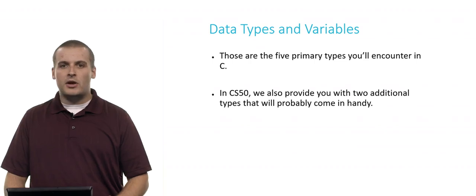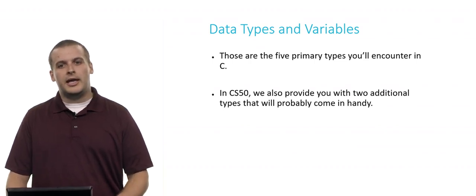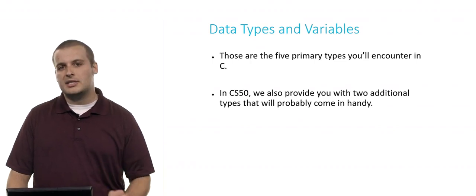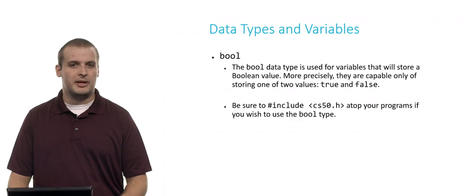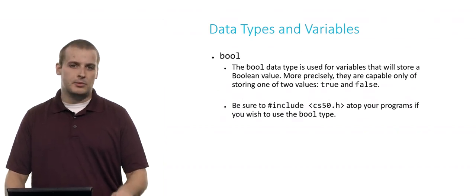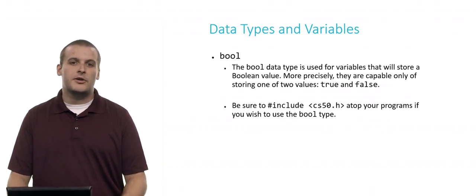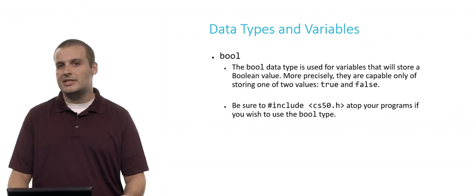But in CS50, we also have a library, CS50.h, which you can include and which will provide you with 2 additional types that you'll probably be able to use on your assignments or just working generally programming. The first of these is bool. So the Boolean data type, or bool, is used for values or variables that will store a Boolean value. If you've ever heard this term before, you might know that a Boolean value is capable of only holding 2 distinct values, true and false.